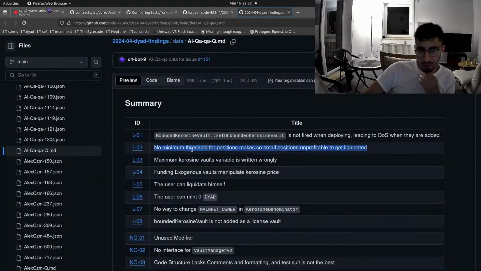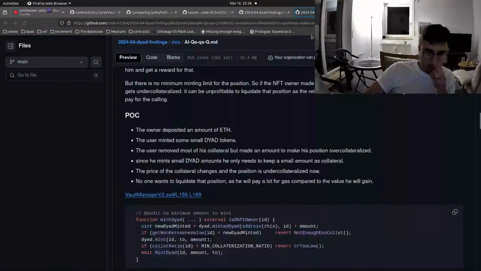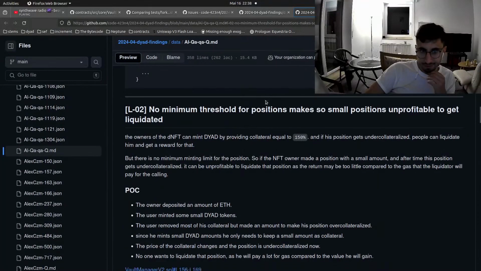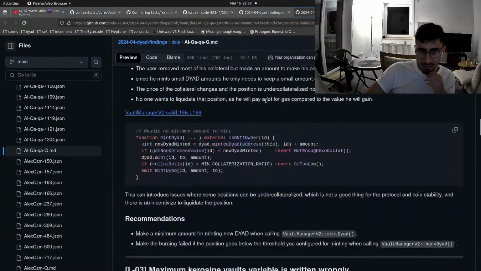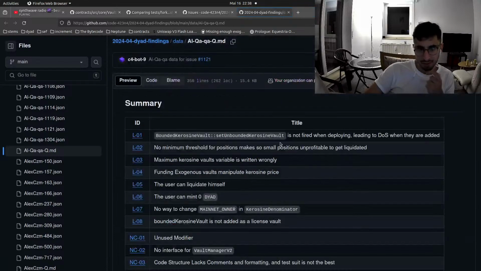No minimum threshold makes so small positions unprofitable. Yeah, but this is like, I don't know, this is like a DeFi thing, you know? If the gas you pay is too much, it is what it is, I guess.